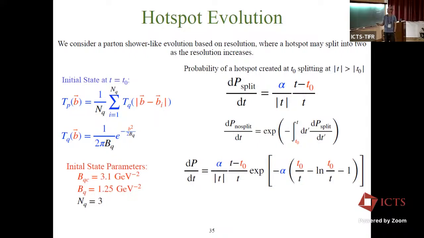So a hotspot might split into 2 hotspots, and we suggest a very simple splitting function. We would like to be able to calculate this from first principle, but we haven't managed yet. But it must look something like this, whatever comes out of it. That's the right scaling behavior, and it behaves nicely probabilistically.